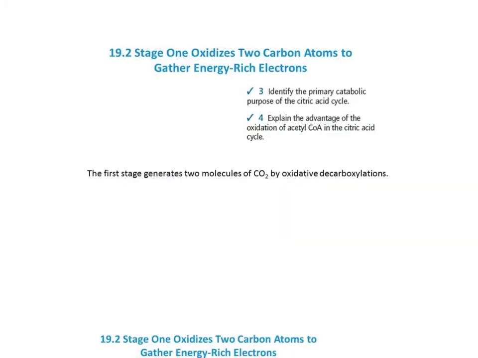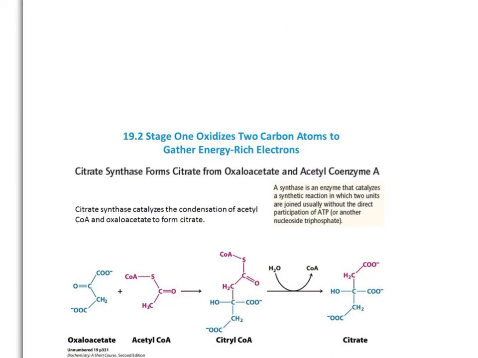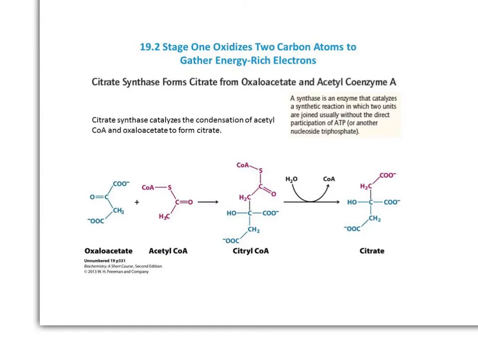Just like we could separate glycolysis into 2 stages, we can do the same with the Krebs cycle. The first stage generates 2 molecules of carbon dioxide by a process known as oxidative decarboxylation. That's the fancy word. So here's an example of what's happening. Let's go over some of the steps in the first stage, the stage that leads to oxidative decarboxylation.